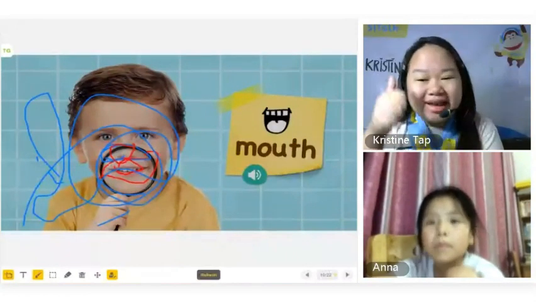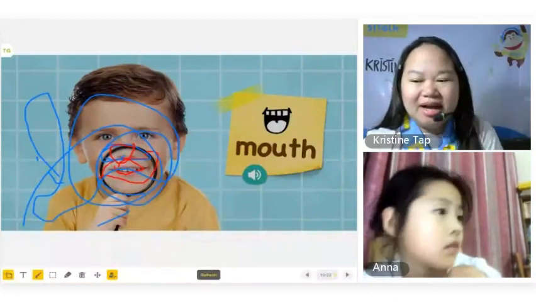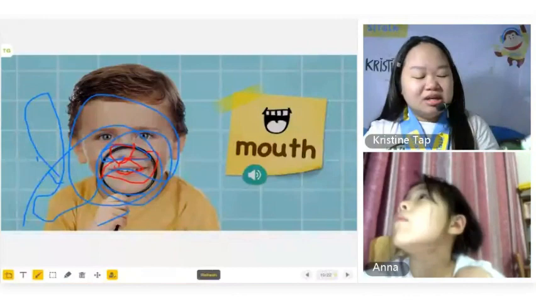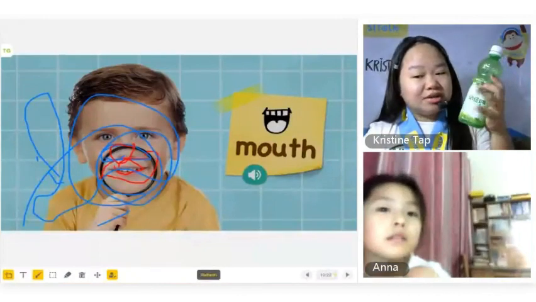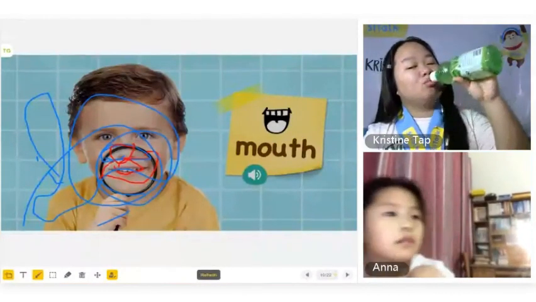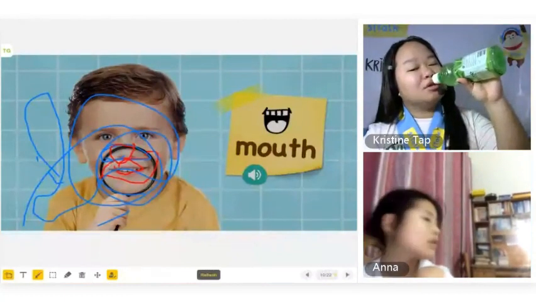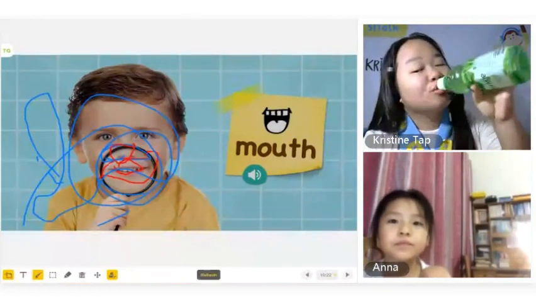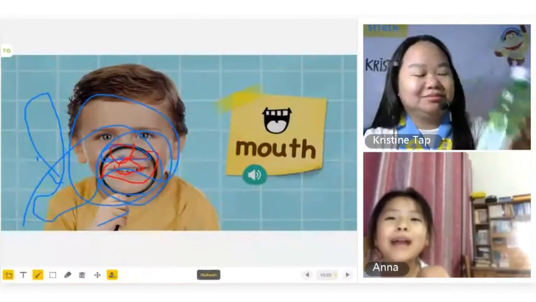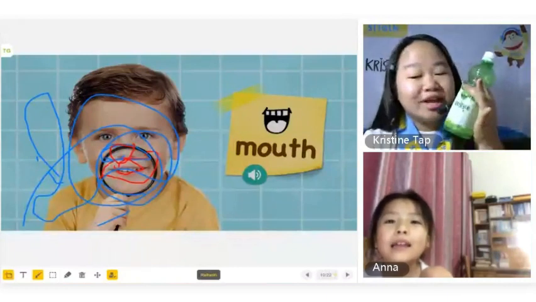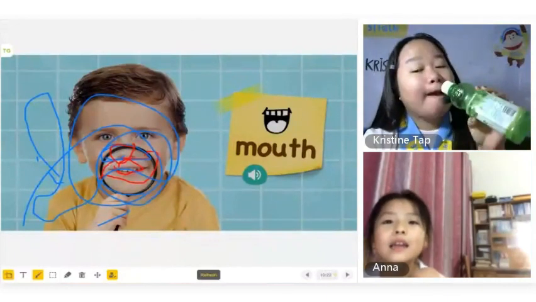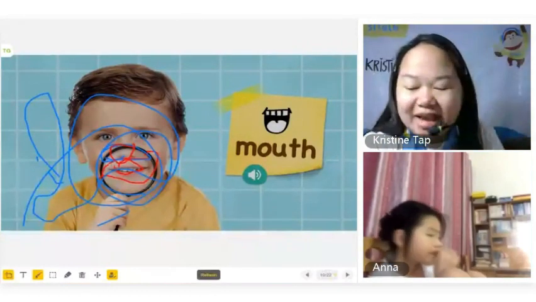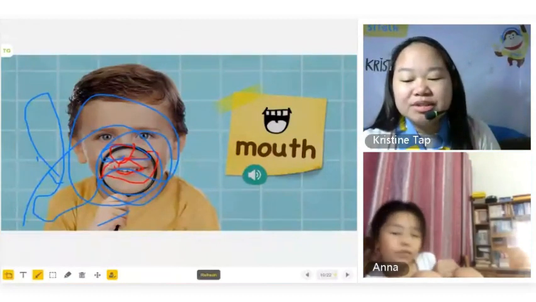Mouth. Okay? So you can use your mouth if you are drinking some water. Okay? Mouth. Good job. Mouth. Okay. So don't forget to use your mouth. Okay.